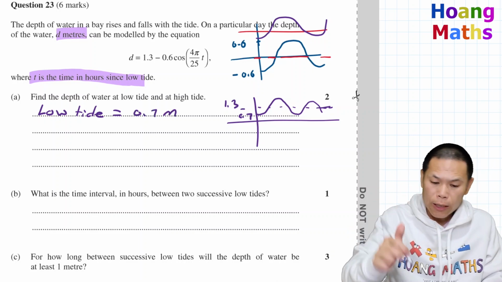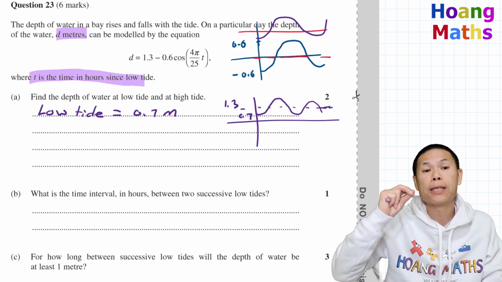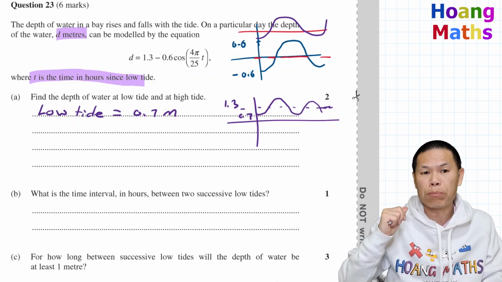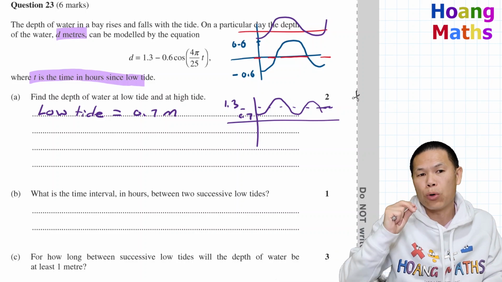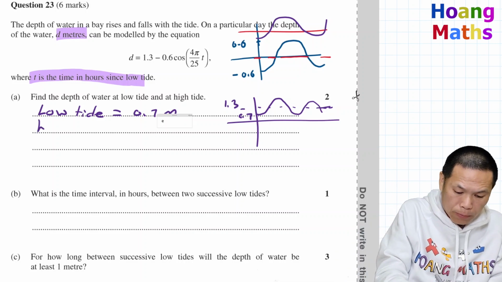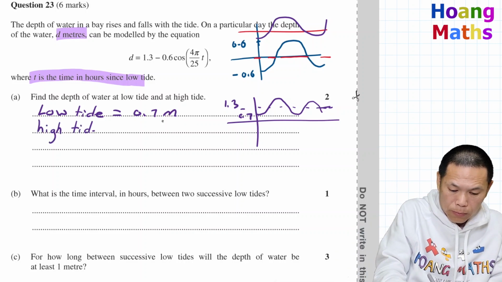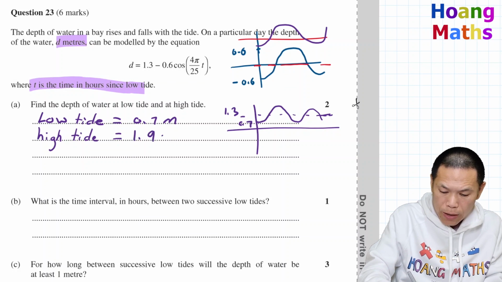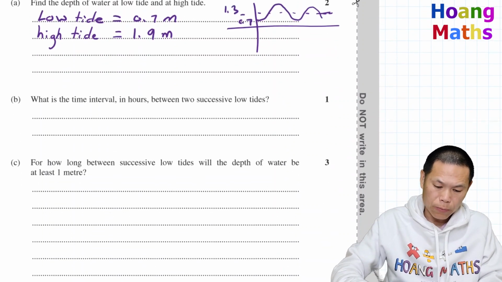And high tide, we have 0.6 and we add 1.3, so it should be 1.9. So high tide is 1.9 meters. There you go.